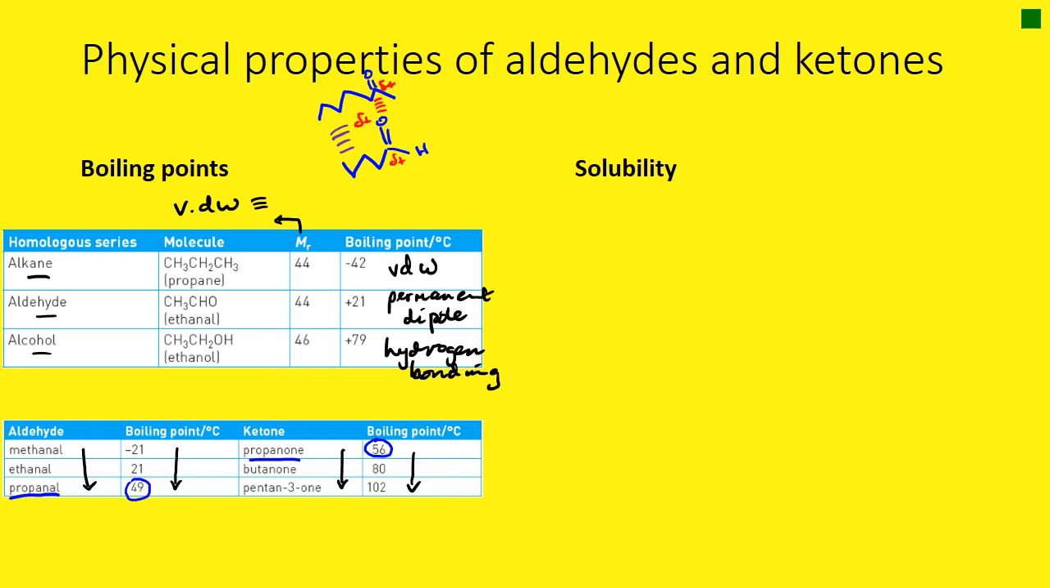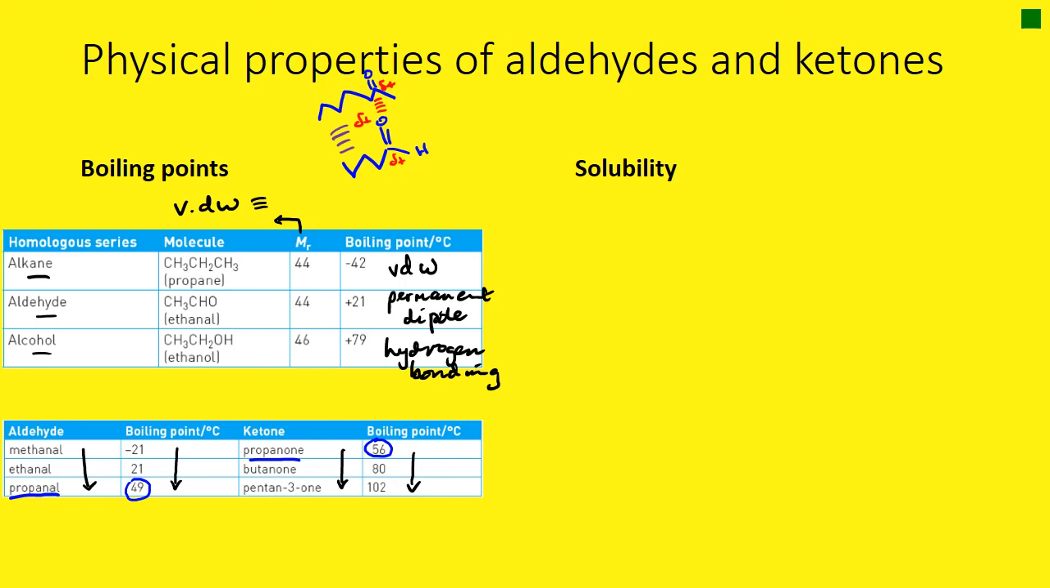And one very last point on boiling points is that what we've looked at here are straight chain aldehydes and ketones. If you get branched chains or even cyclic alkyl groups, then that is going to decrease the boiling point. It just means that the dipole attractions are less effective because the molecules can't get as close to each other as often. There's a bit of steric hindrance from the branches. Okay, so that's had a look at boiling points.